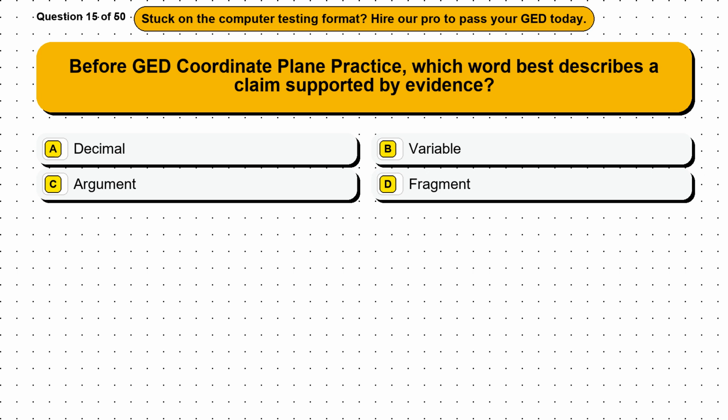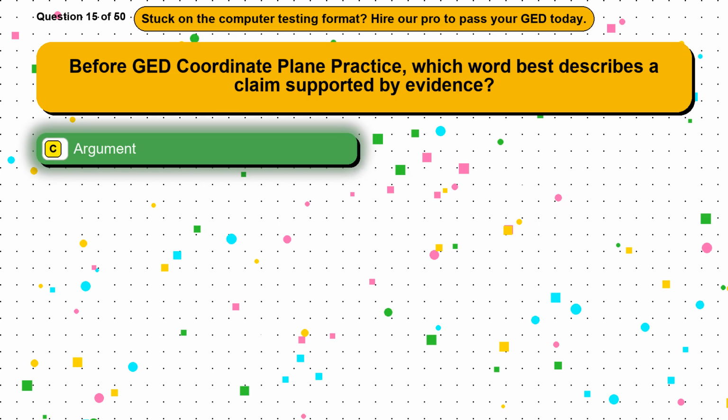Question 15. Before GED Coordinate Plane Practice, which word best describes a claim supported by evidence? Option A, decimal. Option B, variable. Option C, argument. Option D, fragment. The correct answer is option C, argument.